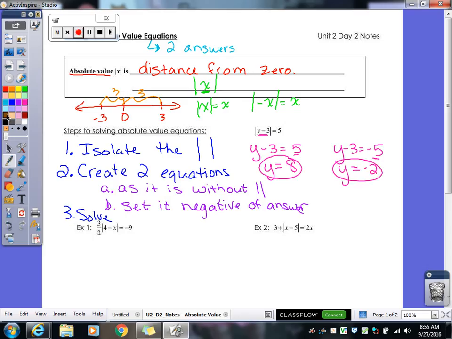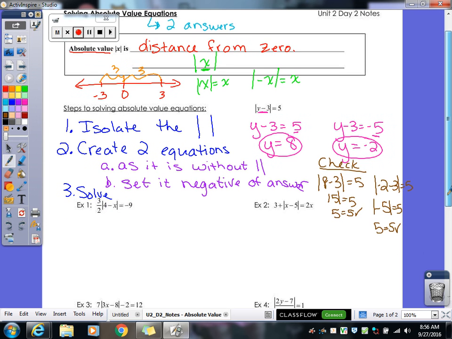So then what you want to do is you always want to go back and check, because this isn't always going to work. Sometimes you're going to have to reject some of your answers. So if I plug in an 8, I get absolute value of 5 equals 5, which is true. 5 equals 5, so our 8 is good. If we plug in our negative 2, oops, we're running out of space, I get a negative 5 inside my absolute value bar, so yes, that one also does work. So we get to keep both of our answers this time.